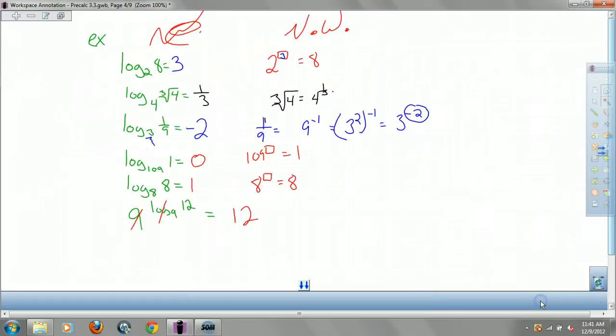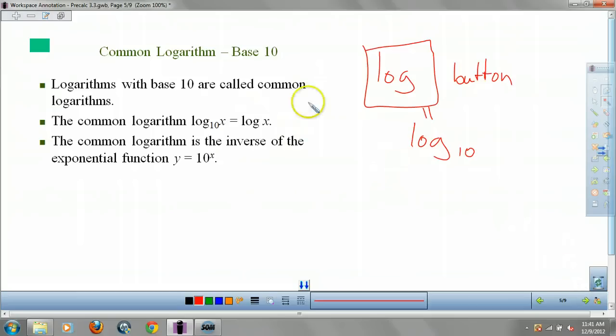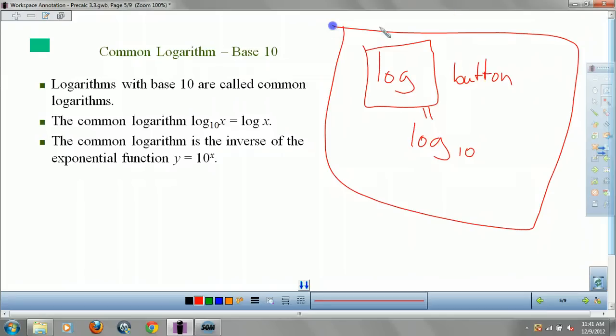None of these problems before can be done on your calculator because none of them are base 10. These ones you can because you have that. Out of all the noteworthy things, this is it: log base 10 of x. Again, I guess right here too.